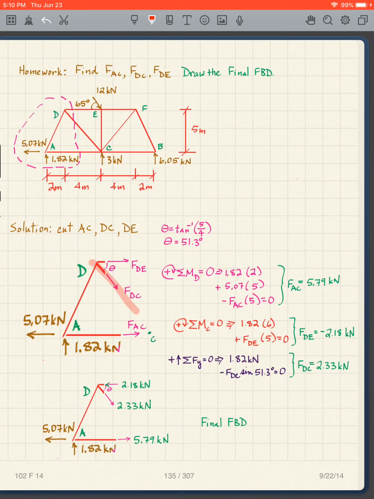Again, I can get rid of those, take moments about this point here, and get FDE. So I'm going to take moments about point C, and I have the 1.82 times 6 for that one, clockwise.